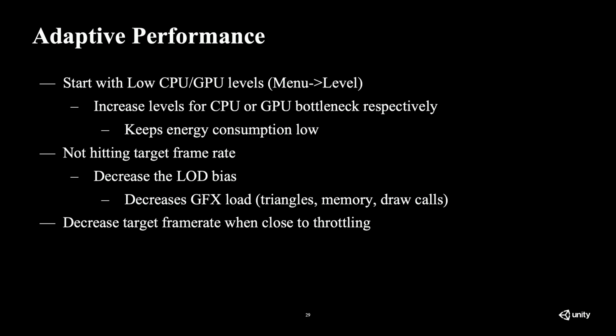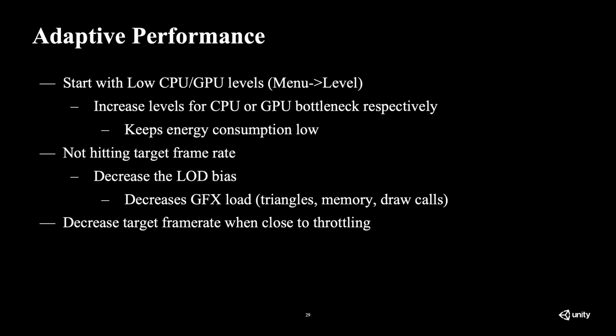And one other thing we also do within the game now is decrease the target frame rate when we are close to throttling. Because you can imagine, if you want to avoid the device actually going into the throttling state and you cannot reach that by all the previous states, you have to take some other action. And in our case, we lower it to 28 frames per second.